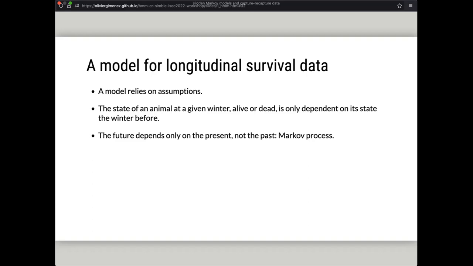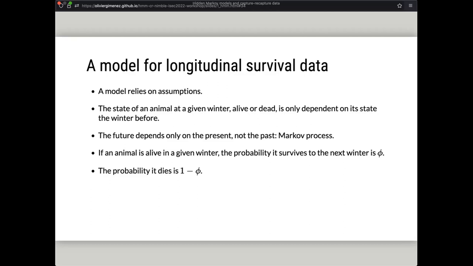And if an animal is alive in a given winter, the probability it survives to the next winter is phi. Right, that's a survival probability. The probability it dies is 1 minus phi, the complementary probability. And if an animal is dead in a winter, it remains dead, unless you believe in zombies.